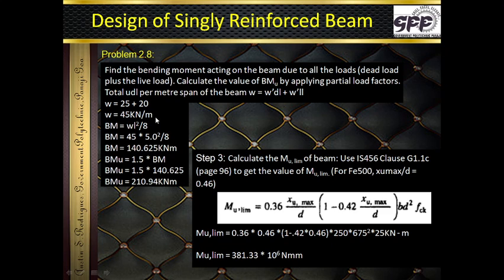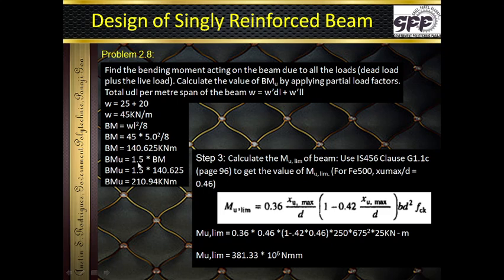Now since it is a simply supported beam with UDL, the maximum bending moment which occurs at the mid span is given by WL squared by 8. W total due to dead load as well as live load is 45. L, the effective span, is given as 5, so that becomes 5 square upon 8. The external acting bending moment in the working condition, the service condition, is equal to 140.625 kilonewton meter.